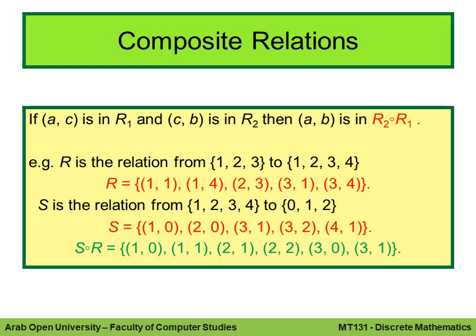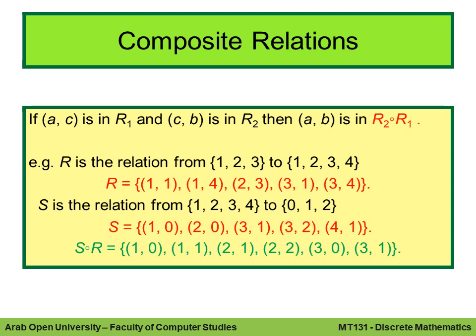For the composition, what you want to do is check every AC in the first relation. That means for each AC, look for elements in the second relation, CB, and include AB in the composition. For example, if we do some of these, start with 1, 1: pick every ordered pair that starts with 1, and include the first element from the first ordered pair and the second element from the second pair. So with 1, 1, you take 1, 0, then 1, 0 is in the composition.